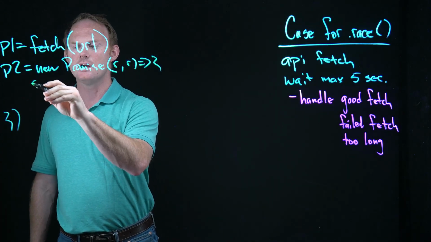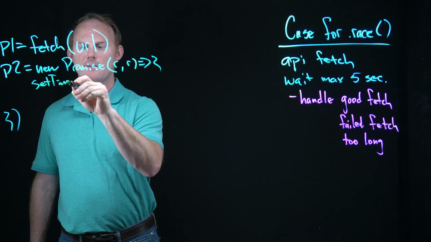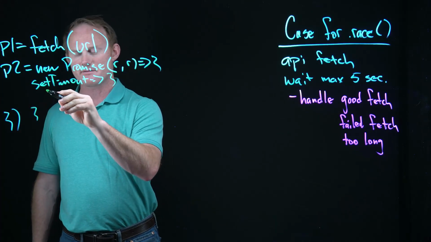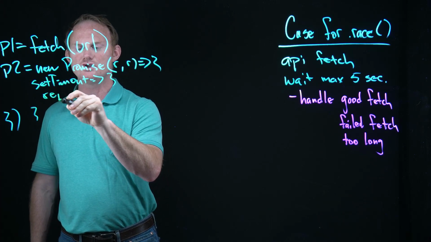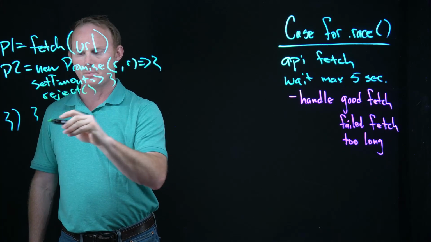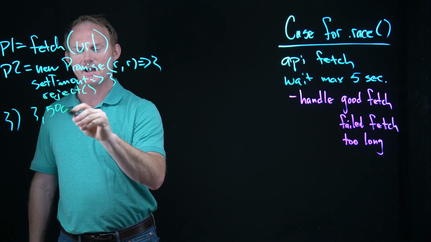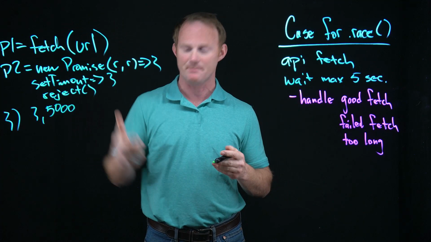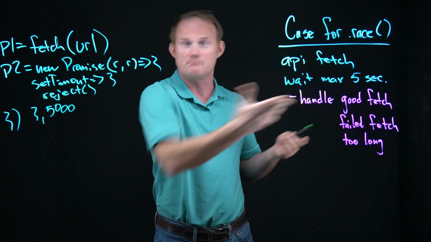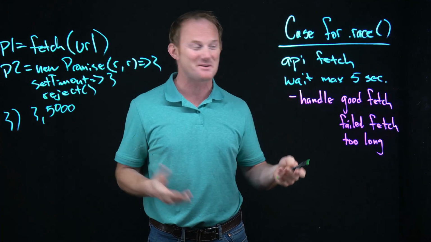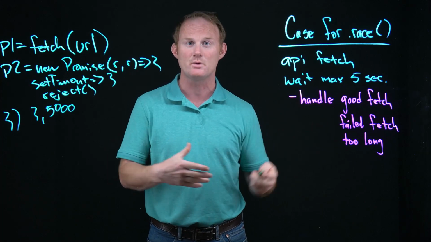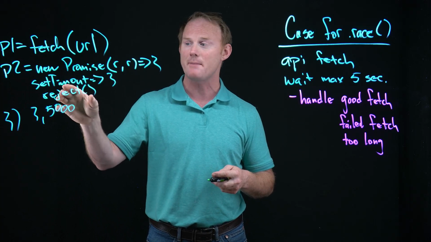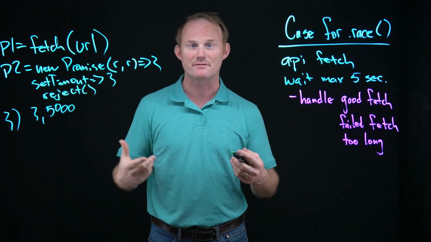But inside here, we will have our setTimeout. And this thing's also going to have a function. And inside of our function, we are going to reject, open close, after 5 seconds. Okay, so we've got 2 promises. The one from the fetch API, it's either going to come back with a good fetch, we got something back, or a failed fetch, which will be its own reject. And then we've got our promise 2, which is going to automatically reject after 5 seconds.